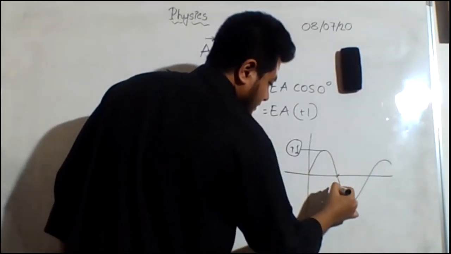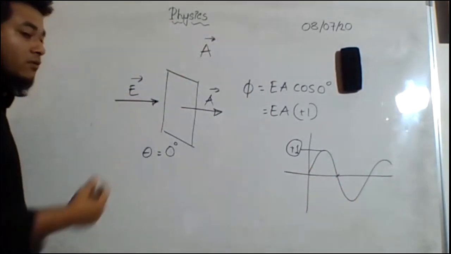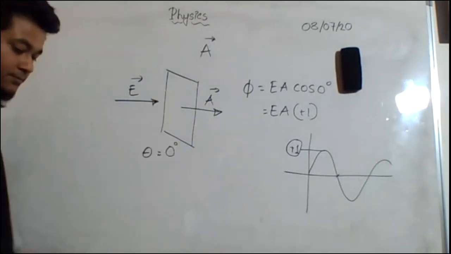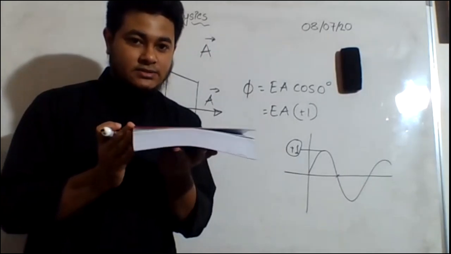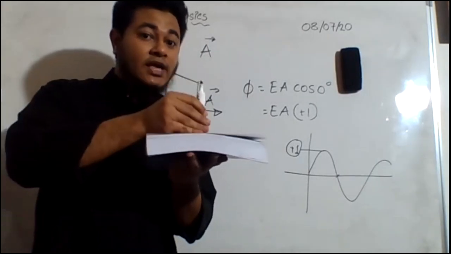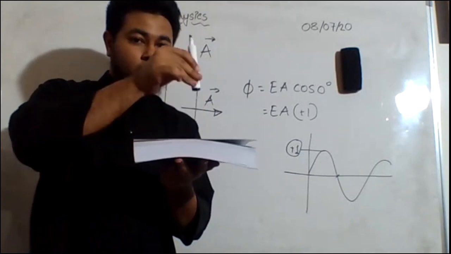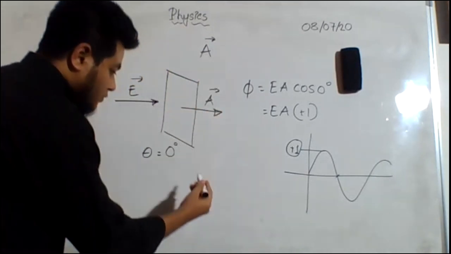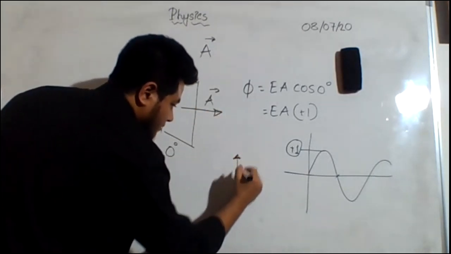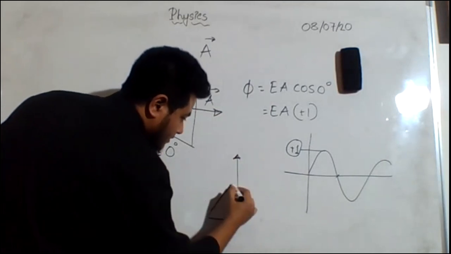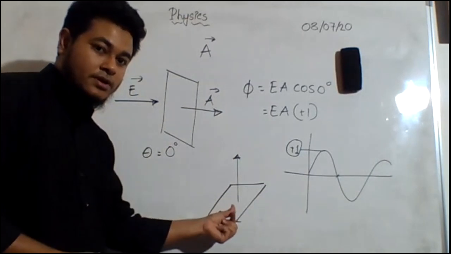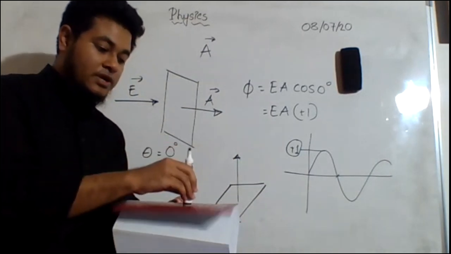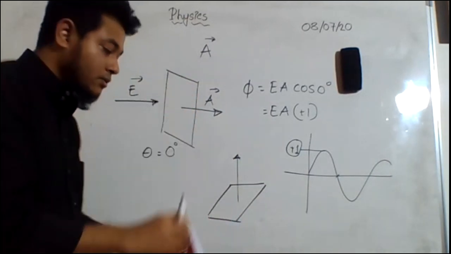At 90 degrees, what is the value of cos 90? Zero. Now let us say I keep the surface horizontal, so the area vector will be perpendicular to the surface, right? So this is the area vector, acting perpendicular in the upward direction.